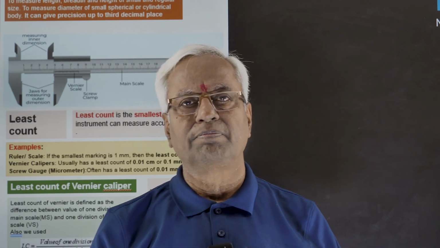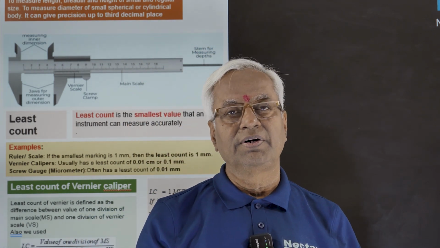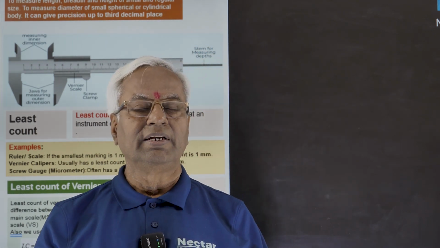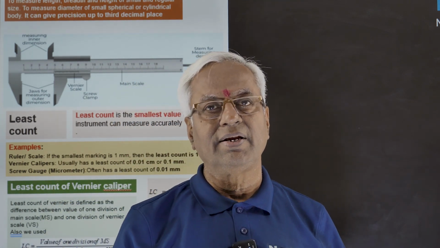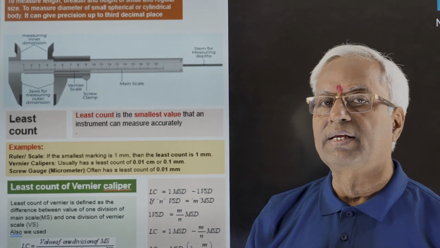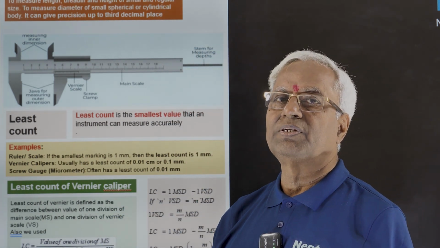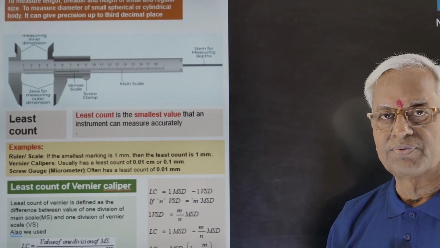Vernier caliper: the mathematician Pierre Vernier designed this instrument, and it is used for measuring length, breadth, and thickness. It can give accuracy up to 3 decimal places.